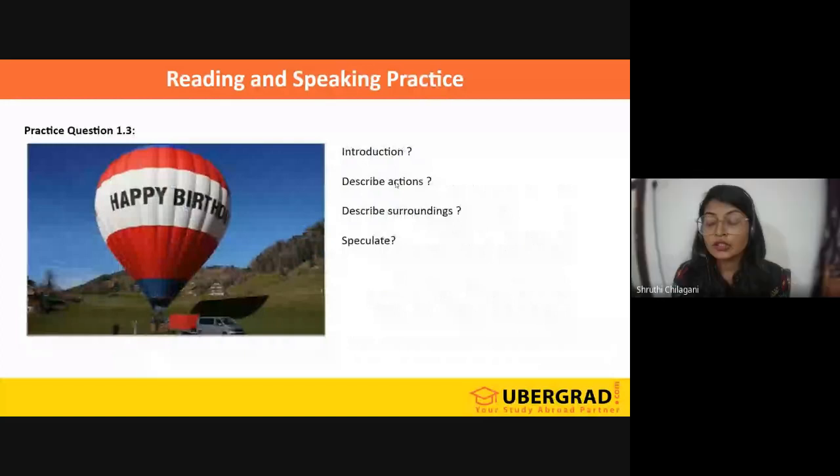Great, great. Come on, think more. You can just say they could be staying in the hotel behind, or they are cheering the person who is getting into the balloon, right? But really good work, Vinay. Okay, so now you got an idea, guys, how to go. When you look at the image, you just go from introducing, action, surrounding, speculate.